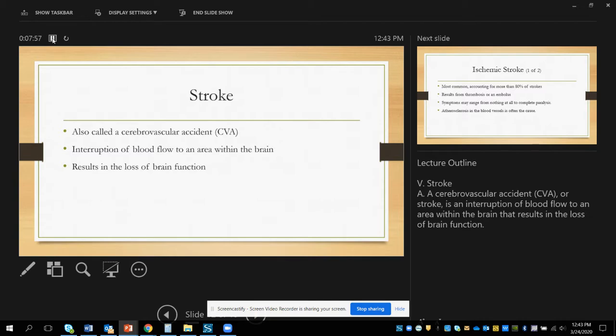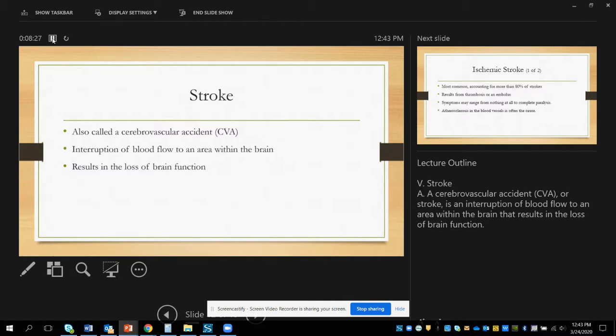So moving on to strokes, we can also call this a cerebrovascular accident, or a CVA, and you're going to see those terms interchanged, and you're going to see test questions that ask about that, so you want to be really familiar with that term, CVA. Now, this means there's an interruption of blood flow to an area within the brain and can result in the loss of brain function. Now, there are two types of strokes, which we're going to get into here in just a second, and that's ischemic and hemorrhagic.